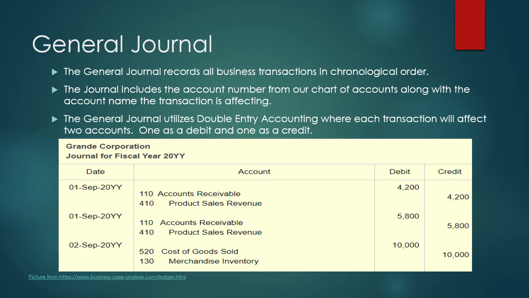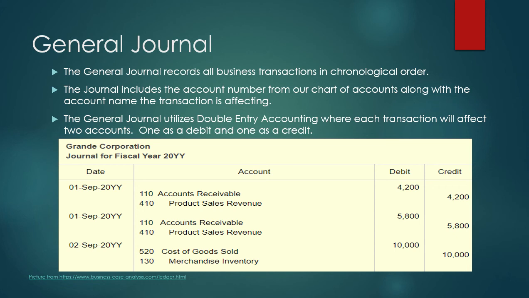Just as we move on to a general ledger, the idea here is, or I'm sorry, general journal. The idea here is that a general journal records all business transactions in chronological order. So by date. The journal includes the account number from our chart of accounts, along with the account name and the transaction it's affecting. Most of the time, there's a description there also that's going to just say something we want to put in of why we purchased it, whether it belongs, that type of thing, just for future reference.